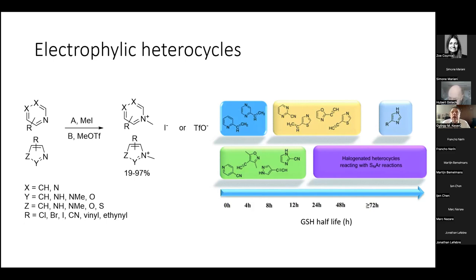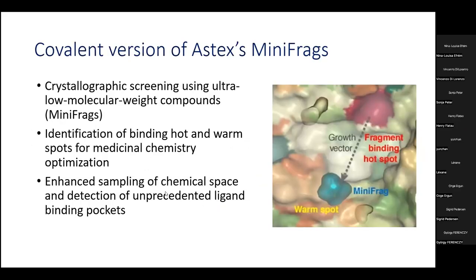We and others recognized that if we N-methylate these heterocycles, basically to quaternarize the nitrogen atom available in the heterocycles, then we can improve the electrophilicity of these heterocycles even further. Just therefore, we prepared the N-methylated version of the heterocycles as well. So conceptually, we can consider these electrophilic heterocycles as the covalent version of the Astex minifrag library.